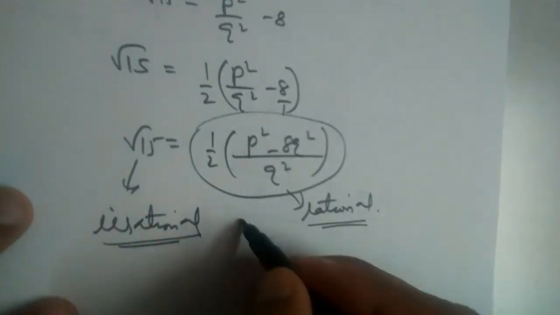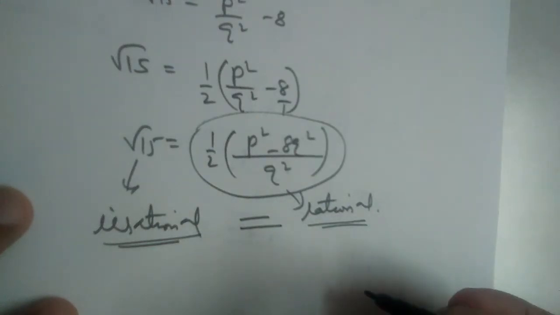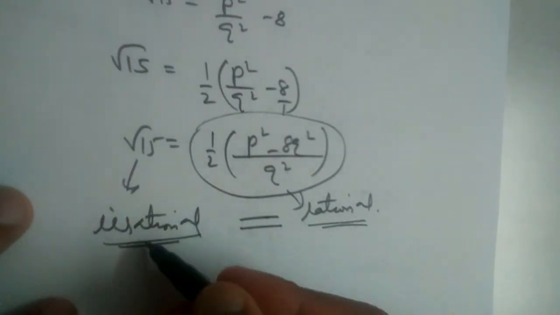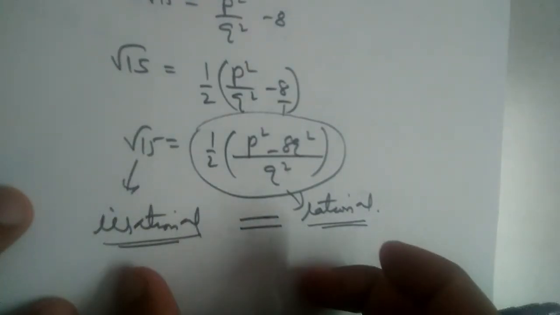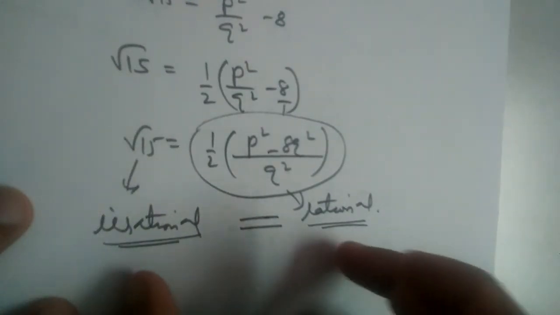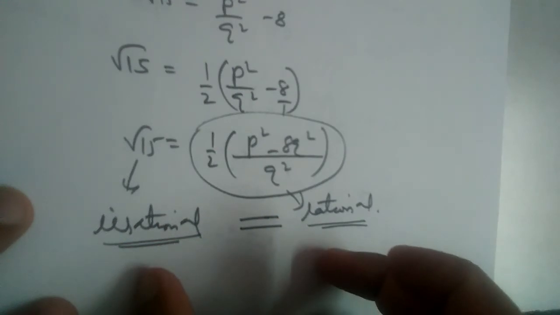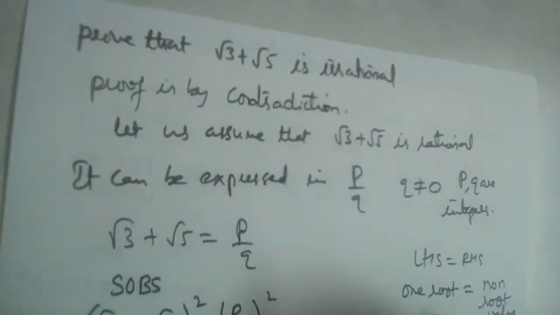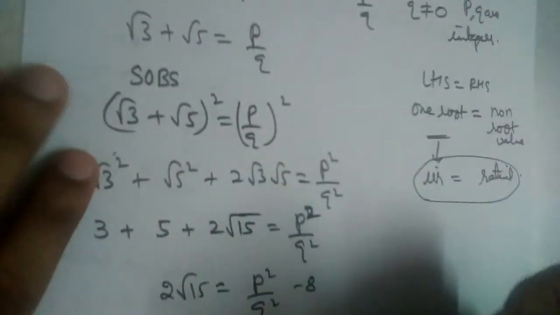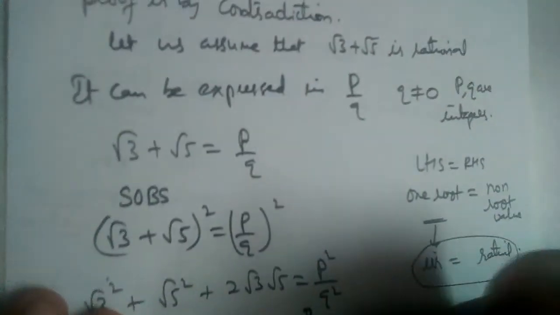We got an irrational number equal to a rational number. How is it possible? An irrational number cannot be equal to a rational number, isn't it? A fallacy has occurred here. Something which is wrong has occurred here, isn't it? Okay, but all our steps are correct. All our previous steps are correct, right? Okay, where did we go wrong in these steps? Nowhere, isn't it?